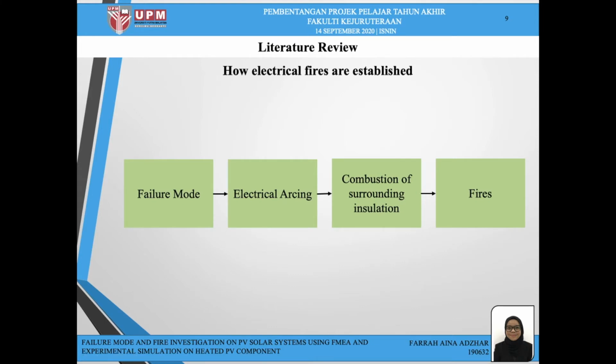So simply, this is how electrical fires are established. For an electrical fire to be established, first we need a failure mode to occur, any failure mode that could lead to electrical arcing. The high temperature of this electrical arc could cause the combustion of surrounding insulations, such as wood nearby, or for wires, if the electrical arcing occurs in a wire, the insulation could be easily combusted. The combustion of this surrounding insulation could lead to the establishment of fires in these PV systems.